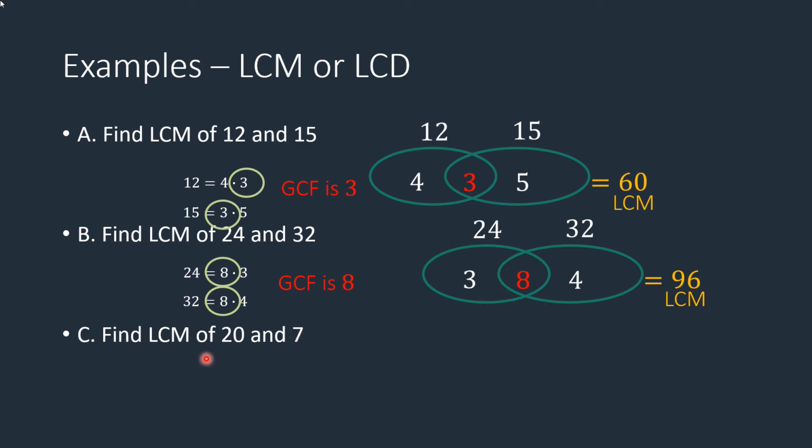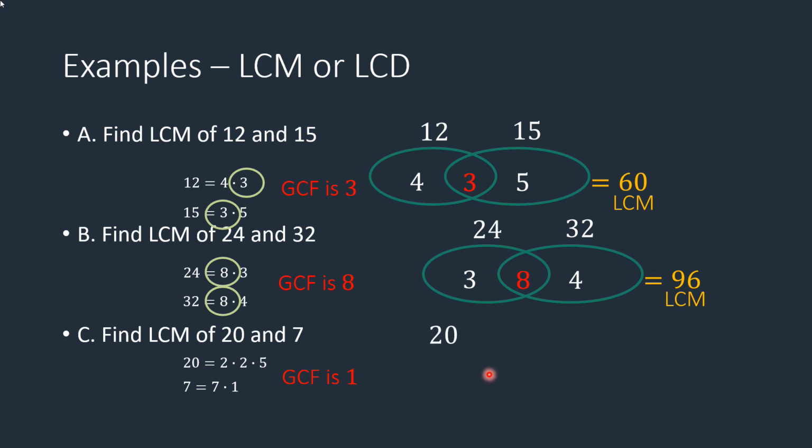All right, let's look at the LCM of 20 and 7. Do a prime factorization, and I find that they have no prime numbers in common. So the GCF of these two would be 1. These numbers are also what are called relatively prime, since the largest number that goes into both of those evenly is 1.